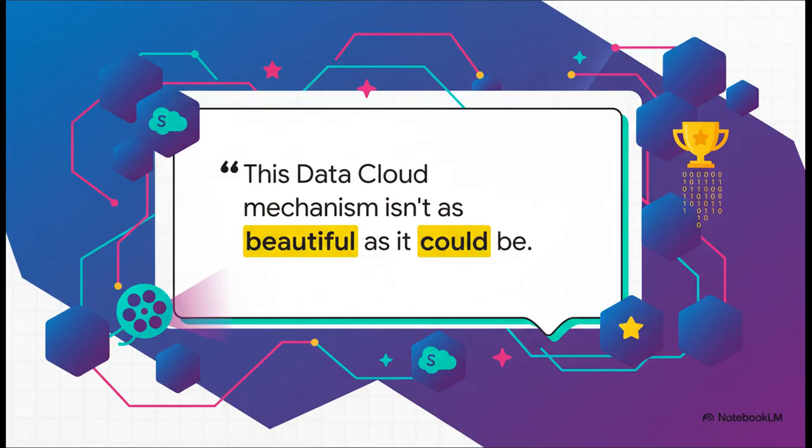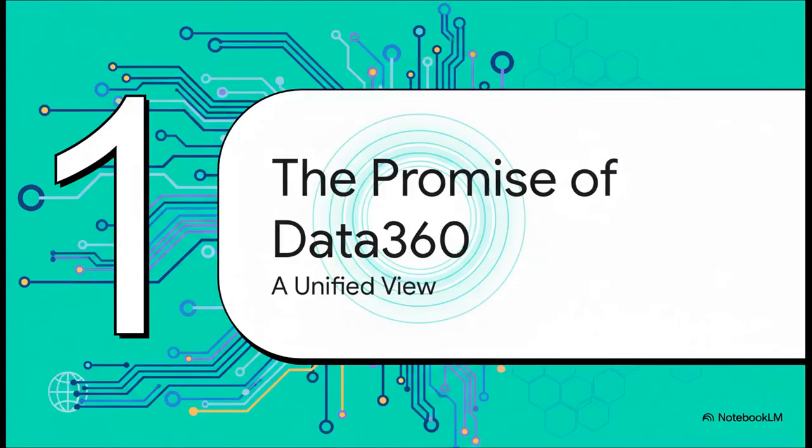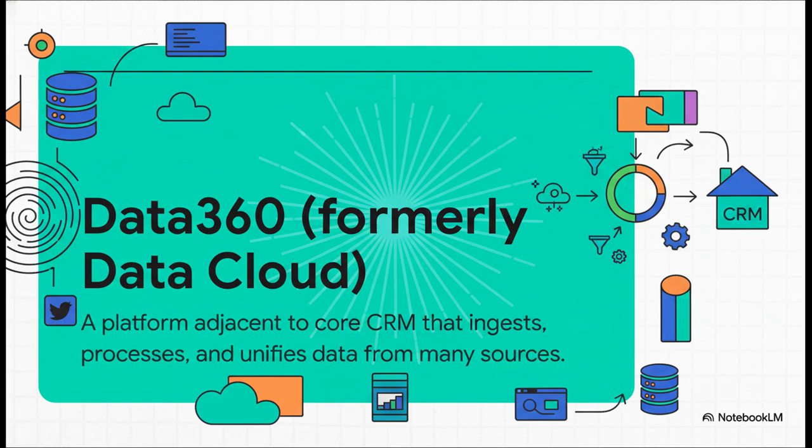Why even bother? So, first up, the whole reason this platform exists, the promise of a unified view. This is the holy grail everyone's been chasing for years. Okay, so what is Data 360, really? You might know it by its old name, Data Cloud. The simplest way to think about it is as this central brain that sits right next to your main Salesforce CRM. Its whole reason for being is to reach out, grab all your customer data from everywhere, and then process and unify it. The end goal? To create one single golden record for each and every customer.